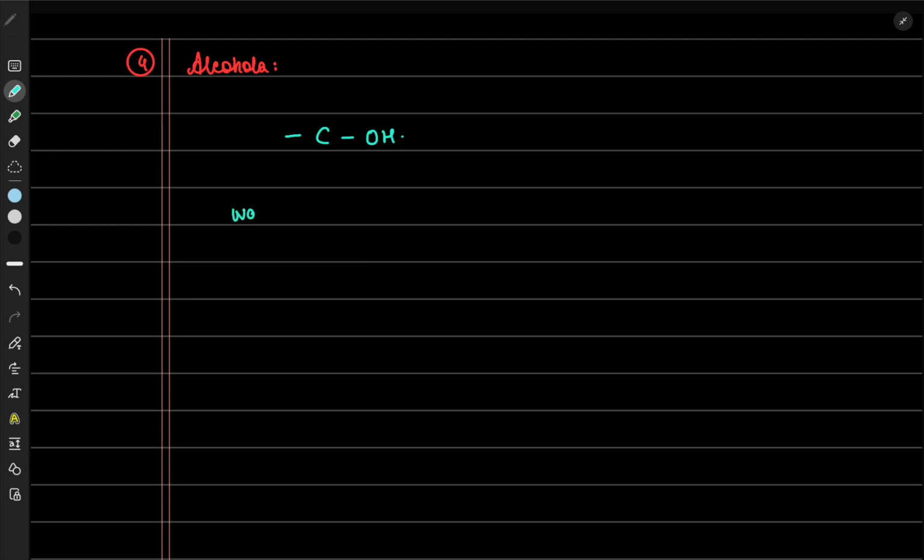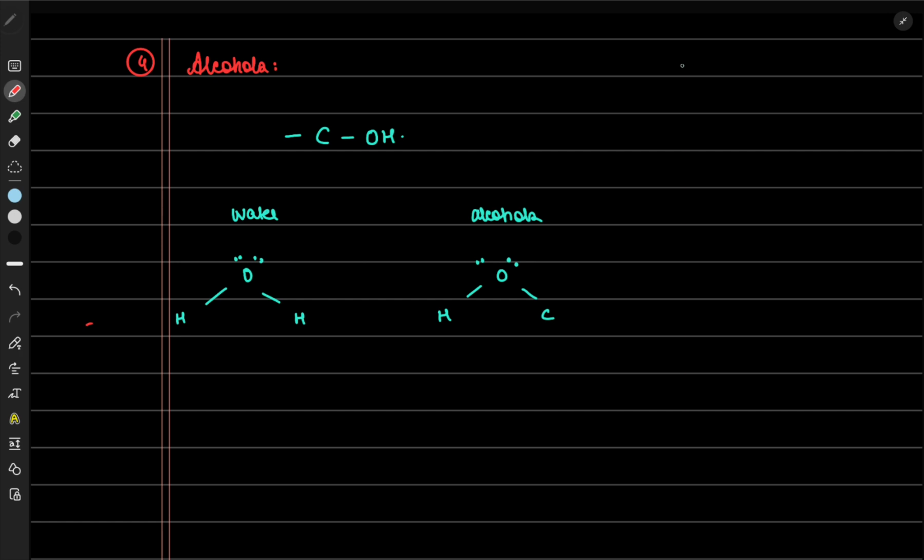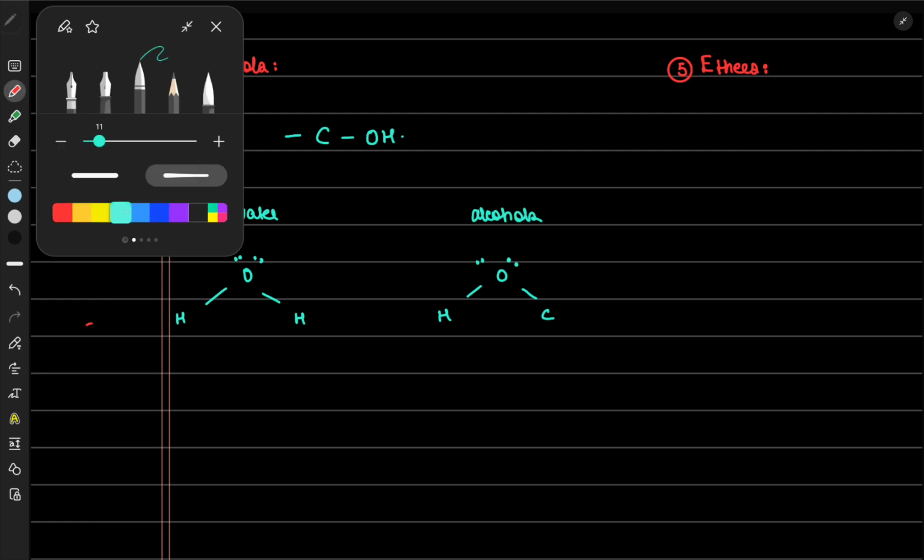I want you to do a comparison here. So water, as you might know, has this structure, right? Water has this structure. Alcohols have this structure. It's oxygen bonded with hydrogen on one side and carbon on the other side, right? The fifth homologous series that I want to tell you about are ethers, right? And just give me a second and I'll connect both of these.